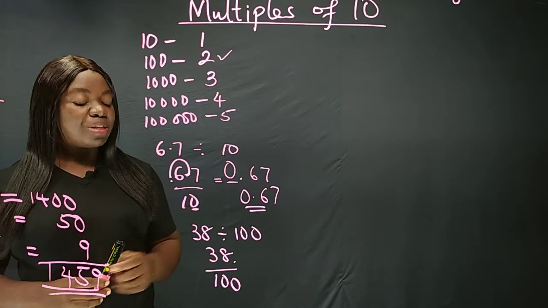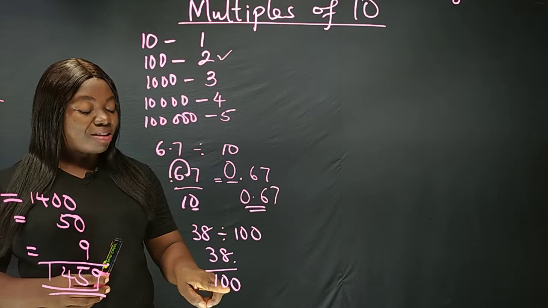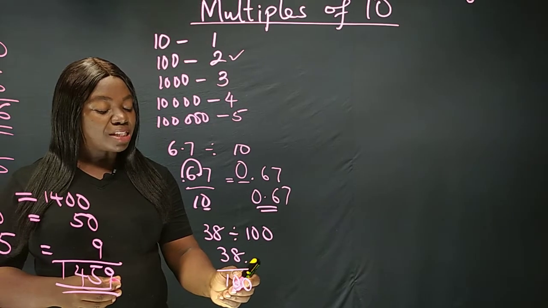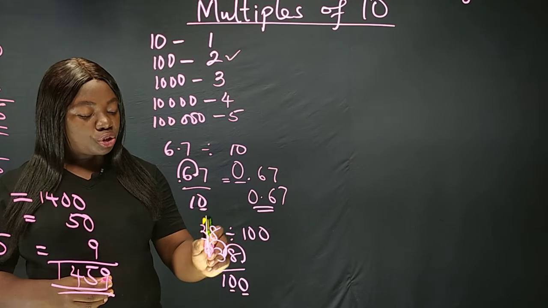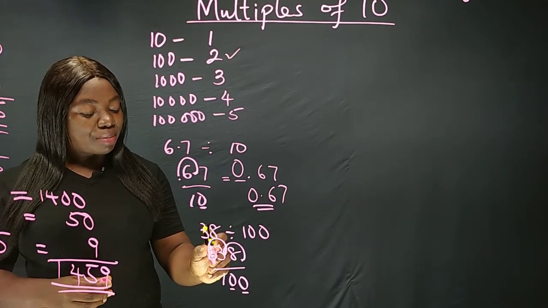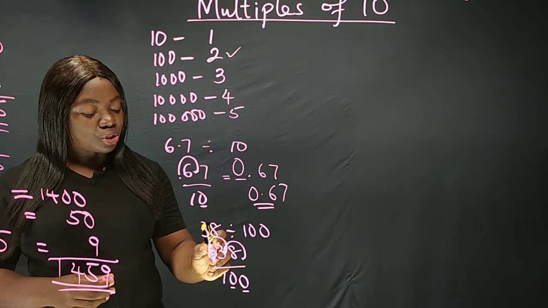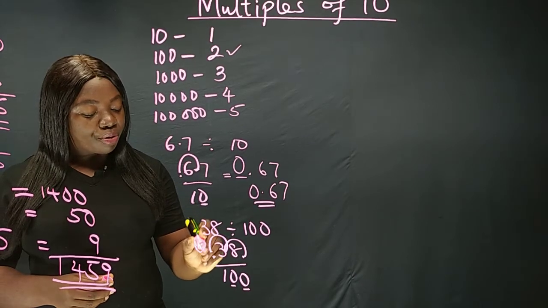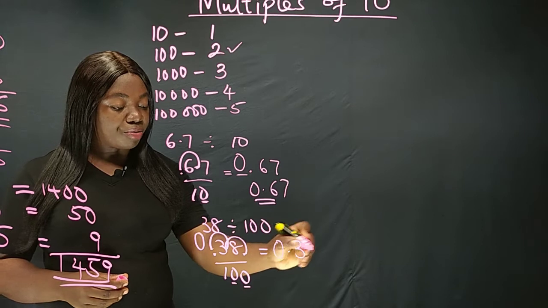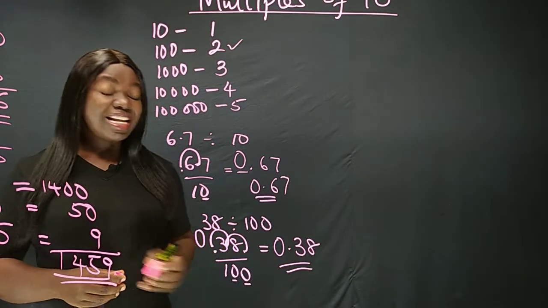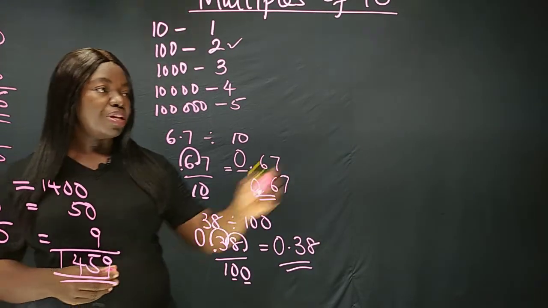So you're going to count from the decimal point to the left. We are counting twice because 100 has 2 zeros. So we move 1 and 2. So we have shifted the decimal point to the left hand side to this point. Then we have 0 on your left. So the answer is 0.38.